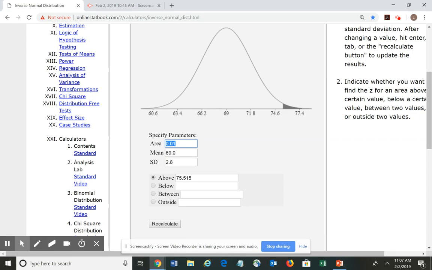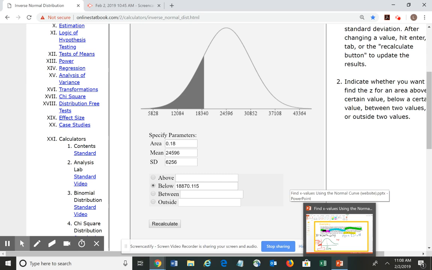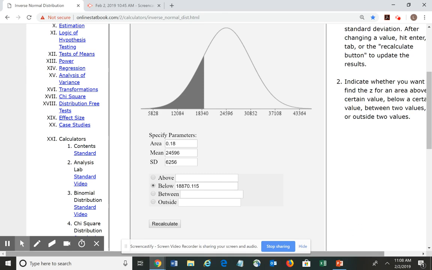My area is 18%. My mean is 24,596. My standard deviation is 62.56. And I want to be below that number, because I'm cutting off the bottom. So it would be 18,870. If you round it to the nearest cent, it's going to be 12.